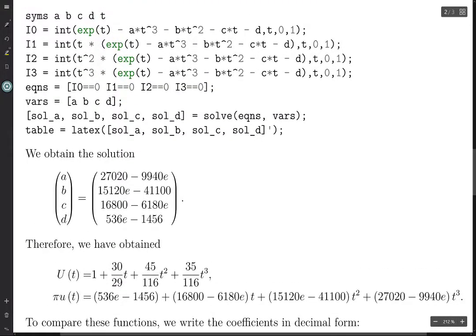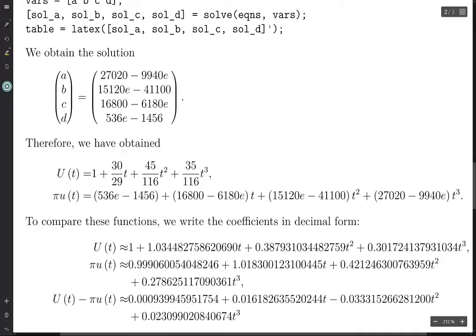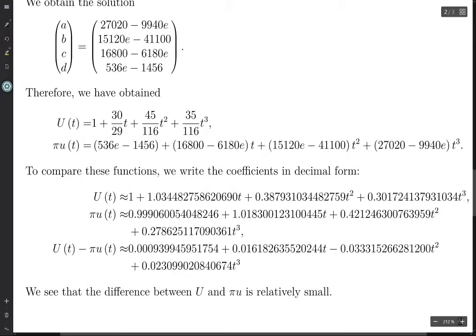Okay, so what do we have now? We have U, capital U, is given by this, and pi u is given by this. Again, this 30 over 29 is I1, this is I2, this is I3. So how close are these? There's no way to tell by looking at it this way, but you tell MATLAB to give you decimals, and it looks pretty close. You look at the difference, and these are all like 0.0-something for each of these. So the difference between u and pi u is relatively small.